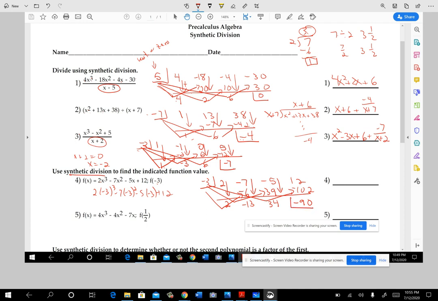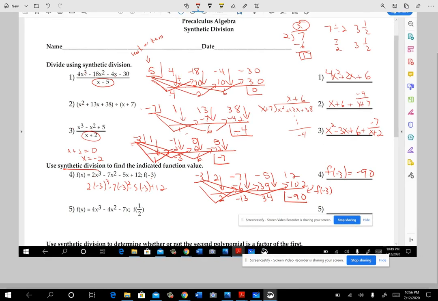And that negative 90 right there, that's actually the value of the function at negative 3. So f of negative 3 equals negative 90. This is sometimes called using the remainder theorem. The remainder you get is actually the value of the function at that number, okay?